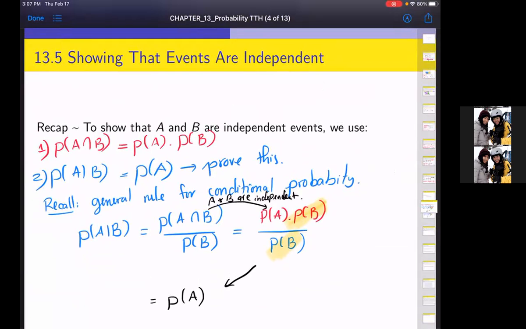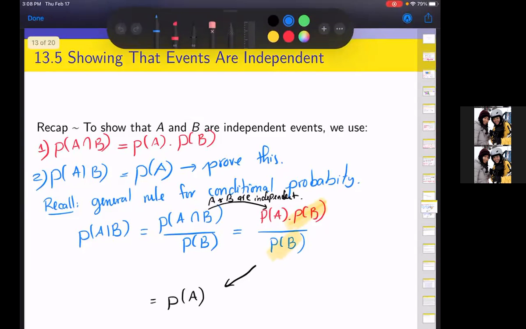You have two methods. Either you show me P of A and B equal to the product of probability A and probability B, or you can use the conditional probability for independent events.